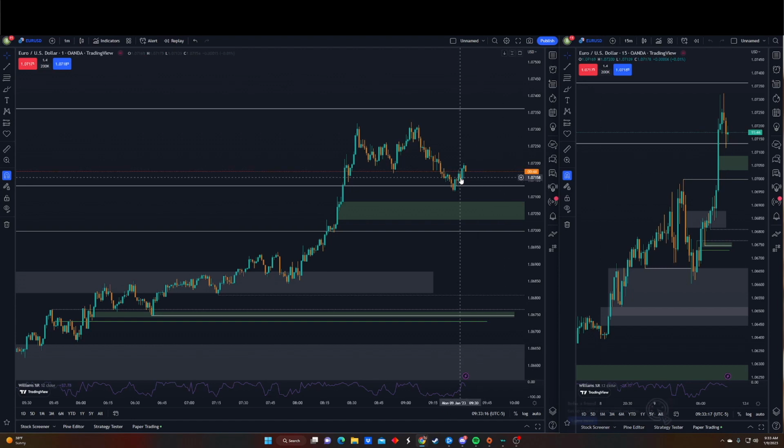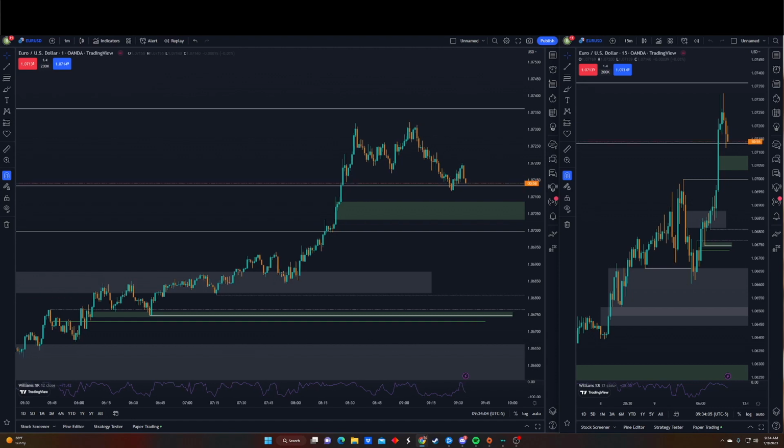Order block. Gone. That's interesting. All right, so we're approaching those buy stops again.